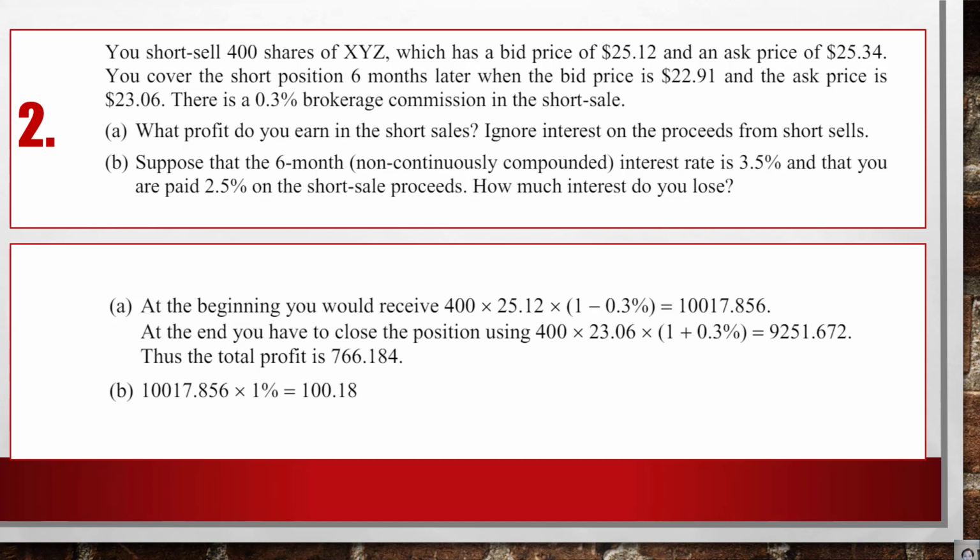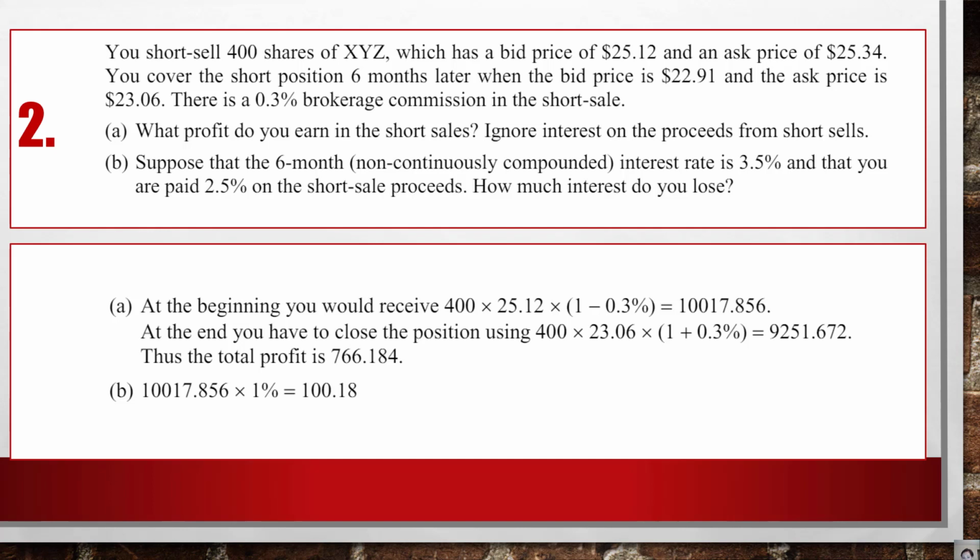Here, before we do this problem, I want to stress one more time that for the brokerage fee, when you sell, you subtract. When you buy, you add. So here at the beginning, you short sell 400 shares, so you have to subtract 0.3%. And you sell 400 shares at the price of 25.12. So we got 400 times 25.12 times (1 subtract 0.3%), which is 10,017.856.